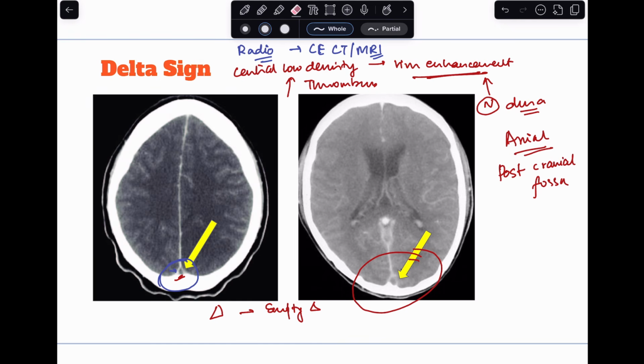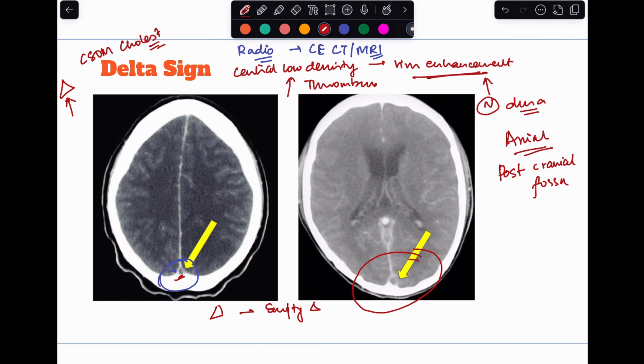Now, why is this called the delta sign? As I've just discussed, the typical appearance looks like a triangle, and because of that it looks like a delta. Therefore, it is known as the delta sign. And because it also looks like an empty triangle, it is also known as the empty triangle sign. Now, for a simple MCQ question related to this, the most common cause of lateral sinus thrombosis is a case of CSOM with cholesteatoma.